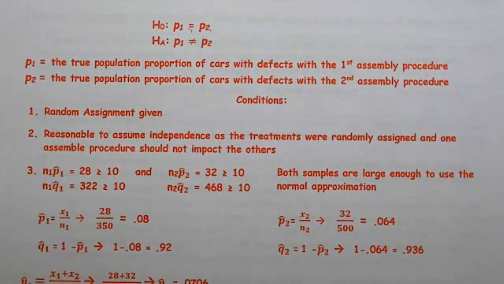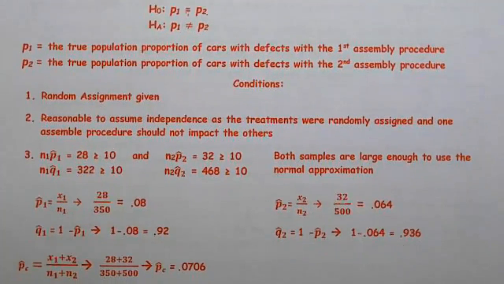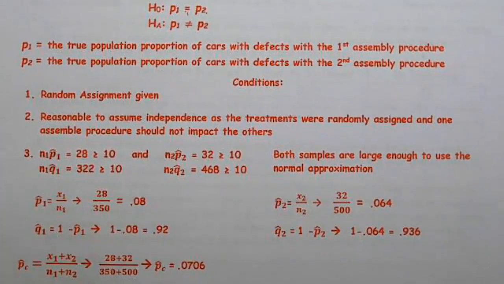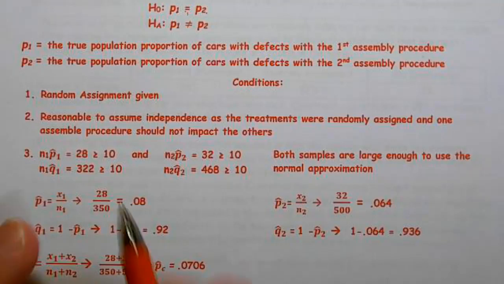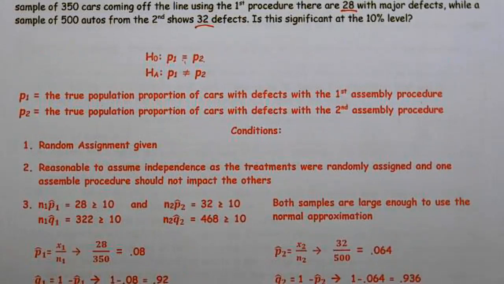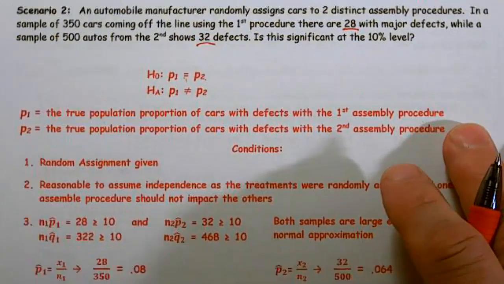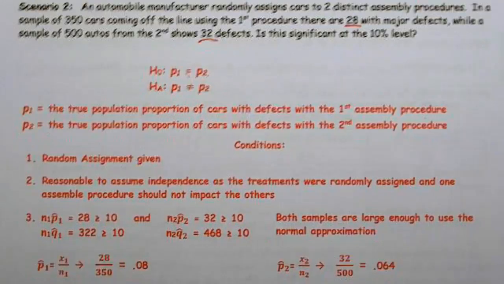Step 1, random assignment is given. Reasonable to assume independence as the treatments are randomly assigned and one assembly procedure should not impact that of the others. You'll notice I did not address whether or not it was less than 10% of the population. We do not have to do that for random assignment. For experiments, you don't have to do it. And so we did not do so.